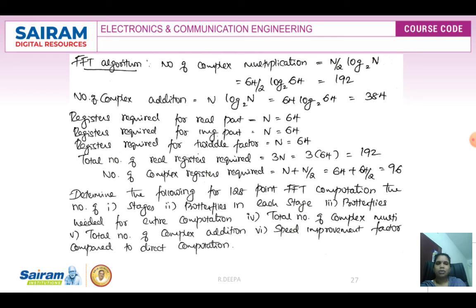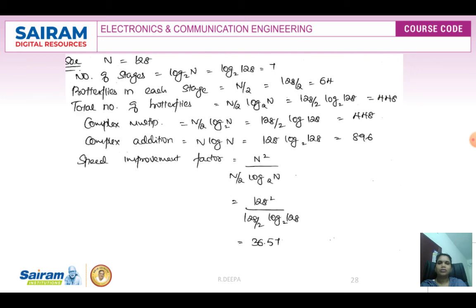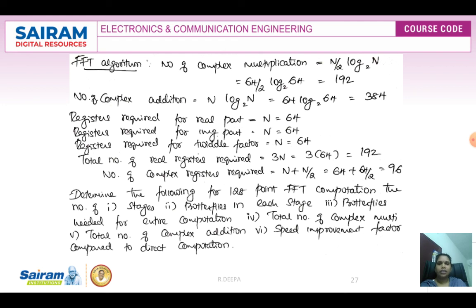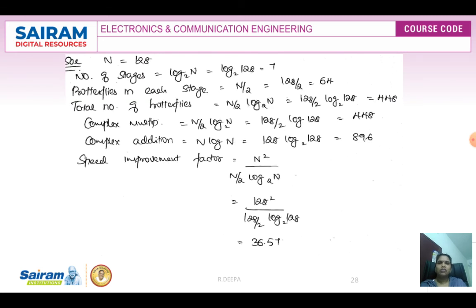So at last we have another problem. Determine the following for a 128 point FFT computation: the number of stages, the butterflies in each stage, butterflies needed for the entire computation, and the total number of complex multiplications, complex additions, as well as the speed improvement factor. Here the data given is N equal to 128. The first thing is to calculate the number of stages. The formula is log N base 2. Substitute N equal to 128, so log 128 base 2 is 7.